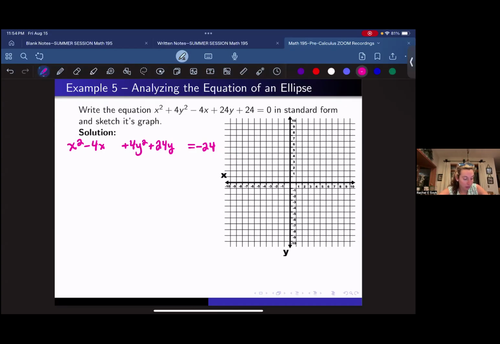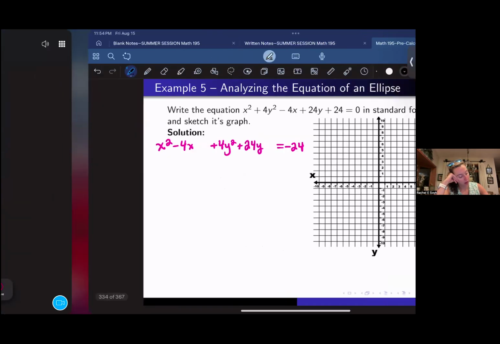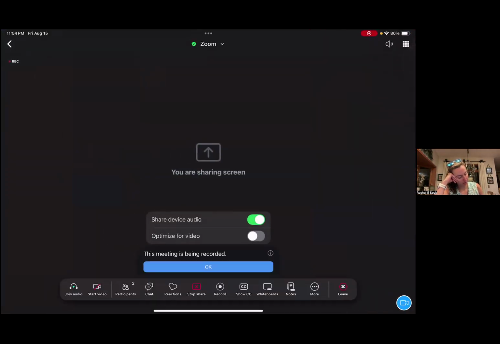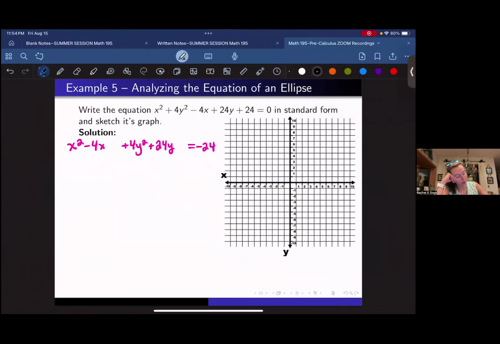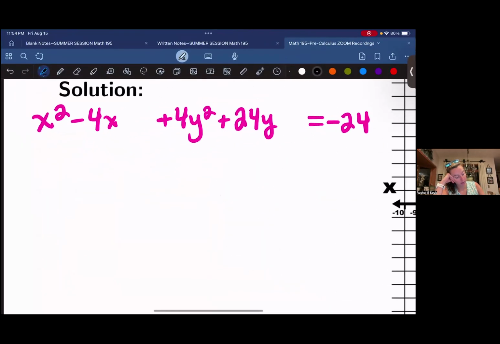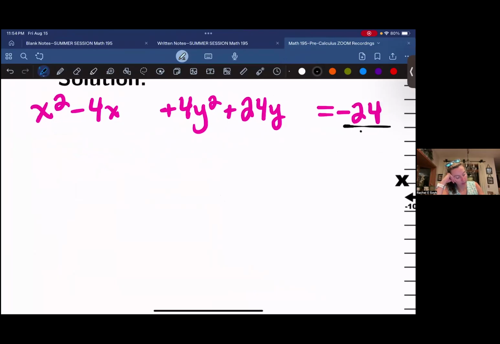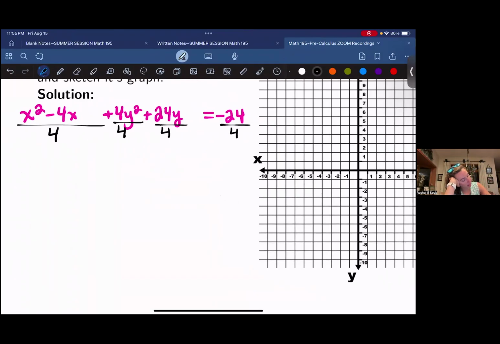Now, the thing that really stands out for me is that 4y squared. I want to make sure that the coefficients of x squared and y squared are 1. So I'm going to divide everything by 4. So divide this by 4, divide this by 4, this by 4 to get us that 1. Divide all of these by 4. Okay. So now we're looking at our x squared minus 4x. Again, I'm going to create a little bit of space.